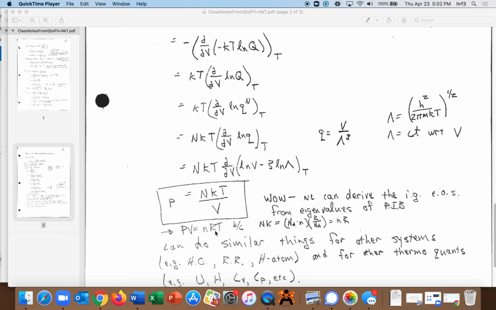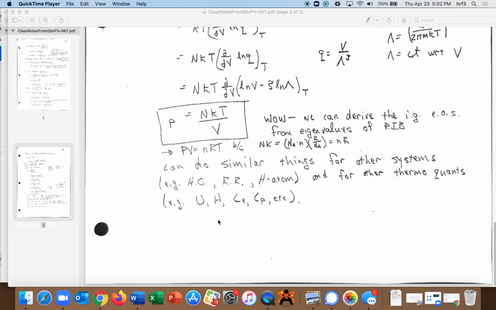This is like the climax of the whole semester. So anyway, I hope you enjoy that. You can go from H psi equals E psi, and get PV equals nRT. And we can do similar things for other systems: harmonic oscillator, rigid rotor, hydrogen atom, and for other thermodynamic quantities, so internal energy, enthalpy, constant volume heat capacity, constant pressure heat capacity. All of thermodynamics can be derived from quantum mechanics using statistical mechanics. And that's pretty awesome.